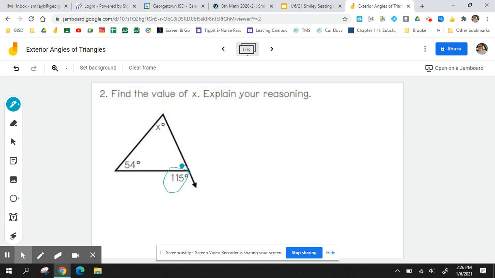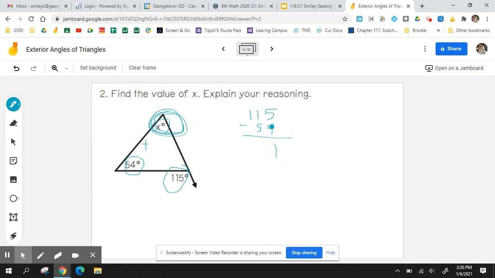We know this angle. We know that these two add to be this angle. So how do we work backwards? We're just going to subtract. What is 115 minus 54? And that will give you this missing value here.